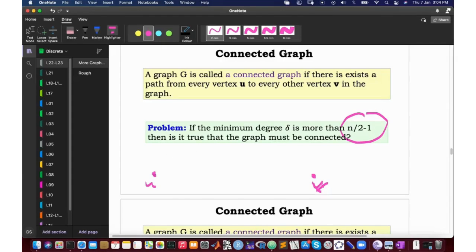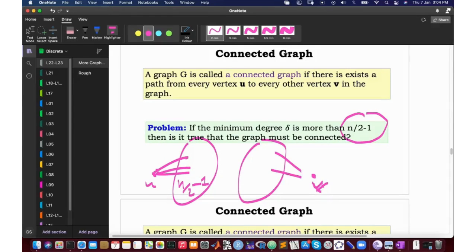So we know that the degree of U is at least this much, and we know that the degree of V is at least this much, right? So let's say this is the neighborhood of U, and this is the neighborhood of V. U is connected to n over 2 minus 1 vertices, and V is connected to n over 2 minus 1 vertices. If there is a node which is in both of these neighborhoods, then we are done, since U and V have a path. So by contradiction, these neighborhoods would be distinct.